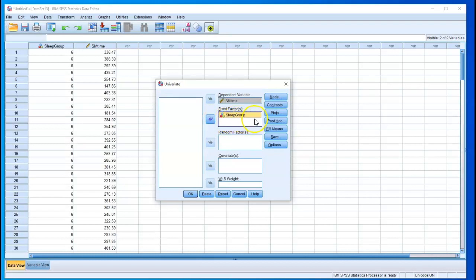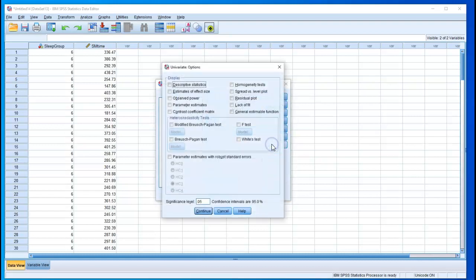Okay, so next we click on Options. Under Options, ask for descriptive statistics, and we also want estimates of effect size there. Once you've clicked on descriptive statistics and estimates of effect size, you can just say Continue.